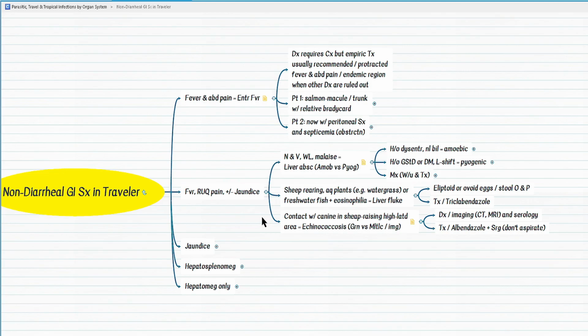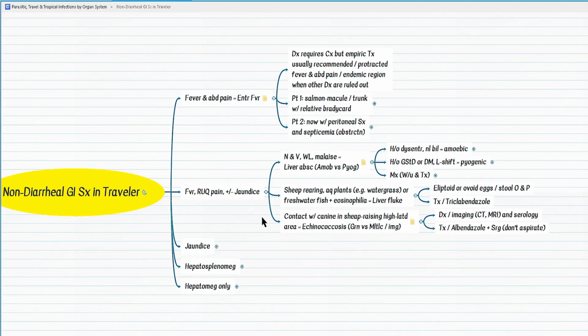So first case is a patient with fever, right upper quadrant pain in sheep rearing areas with history of aquatic plants consumption such as watercress, and initial labs show eosinophilia. What is the management of this patient? This patient has the symptoms and signs of liver fluke. The next step for confirming the diagnosis is stool for ova and parasite that shows elliptoid or ovoid eggs, and management is triclabendazole. Again, liver fluke means triclabendazole.